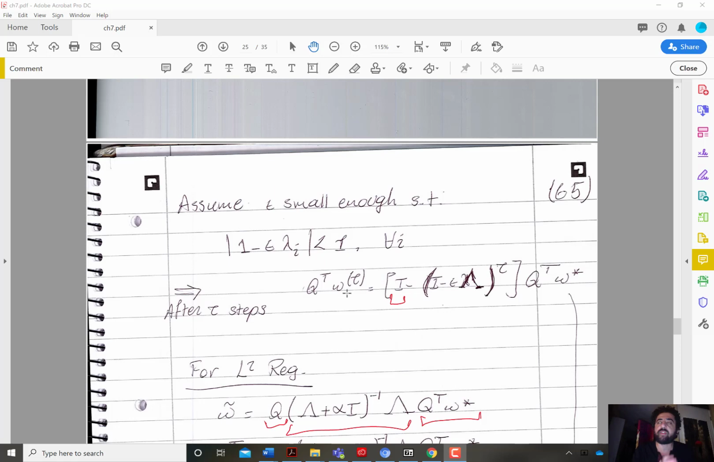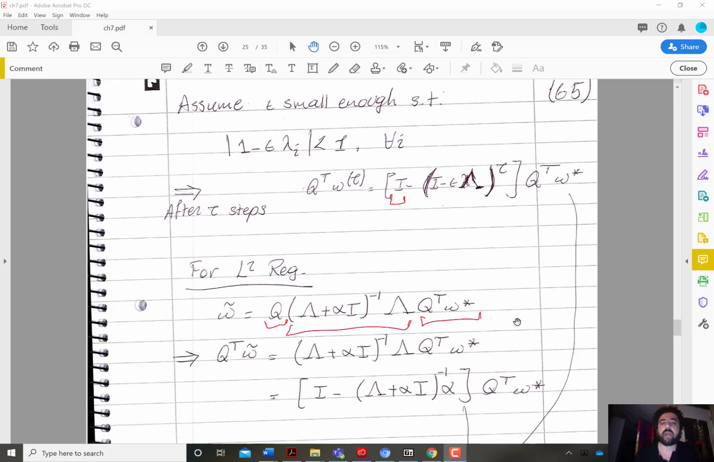So this projection on Q of the parameter setting obtained after tau time steps is the same as projecting the unregularized optimal and then scaling the parameter in every direction, the projection of the parameter on each of the bases, by this value. And remember that this is a diagonal matrix where each element equals 1 minus epsilon lambda i to the tau.